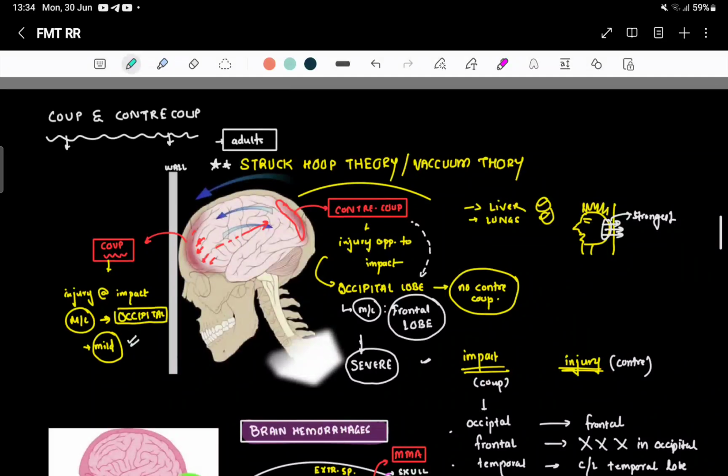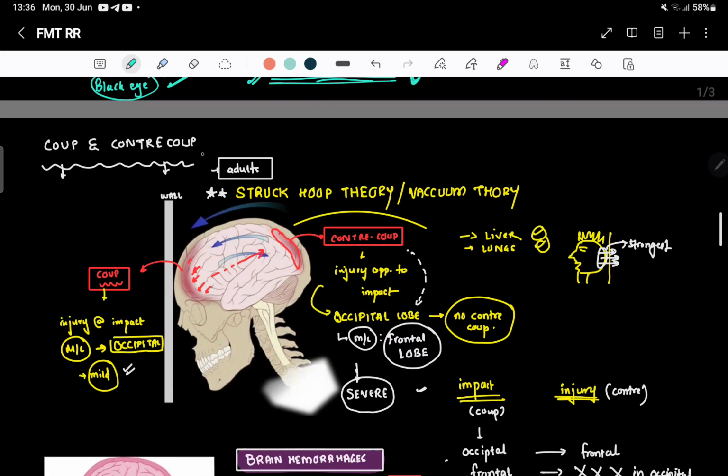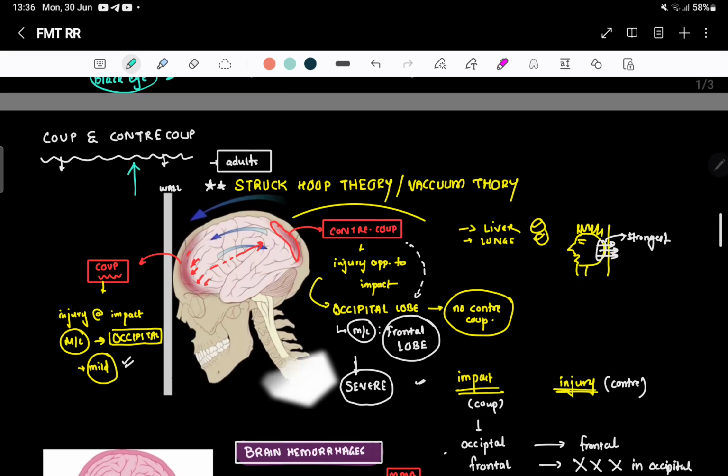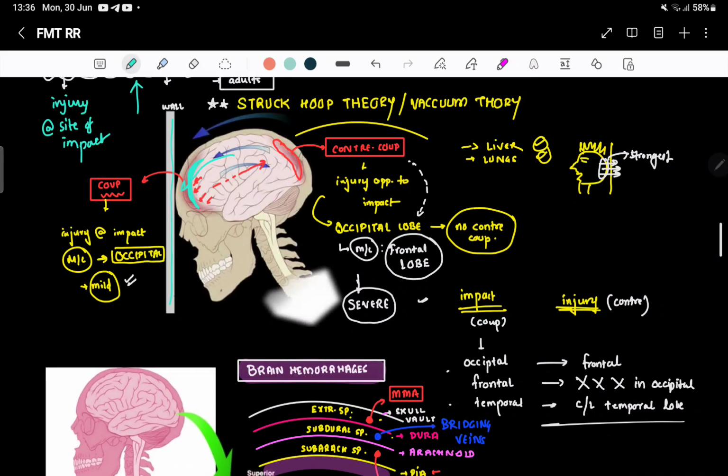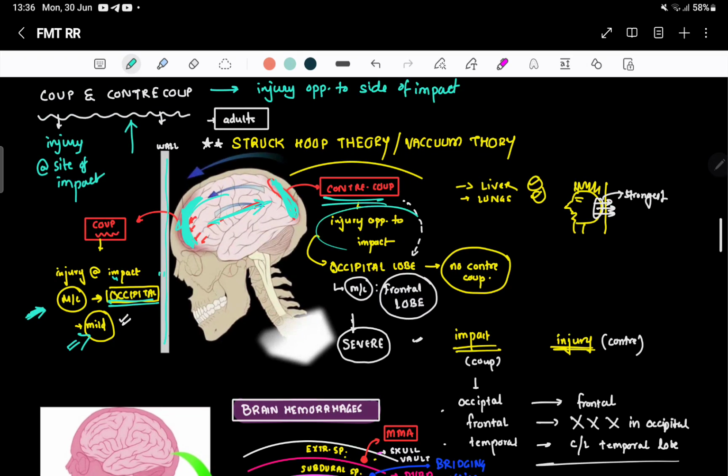Let's move on to the coup and contrecoup injuries. Coup injury means injury at the site of impact. Contrecoup means injury opposite to the side of impact. Whenever there is a wall and a person is hit here, there is a coup injury in the frontal lobe and a contrecoup in the occipital lobe. The most common is the occipital coup, and it's a mild injury. Contrecoup is opposite to the impact.